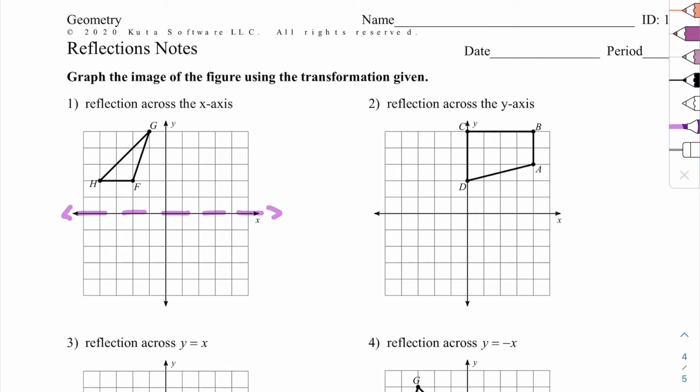So there are two strategies for doing a reflection. The first strategy is to count boxes. The second strategy is to use the rule. In this case, the rule for the reflection across the x-axis is x comma y changes to x comma negative or opposite y. So what that means is we just need to change the sign of the y value in each point. I'm going to demonstrate both strategies. That way you can see them both done. You can pick whichever strategy you like and do it that way.